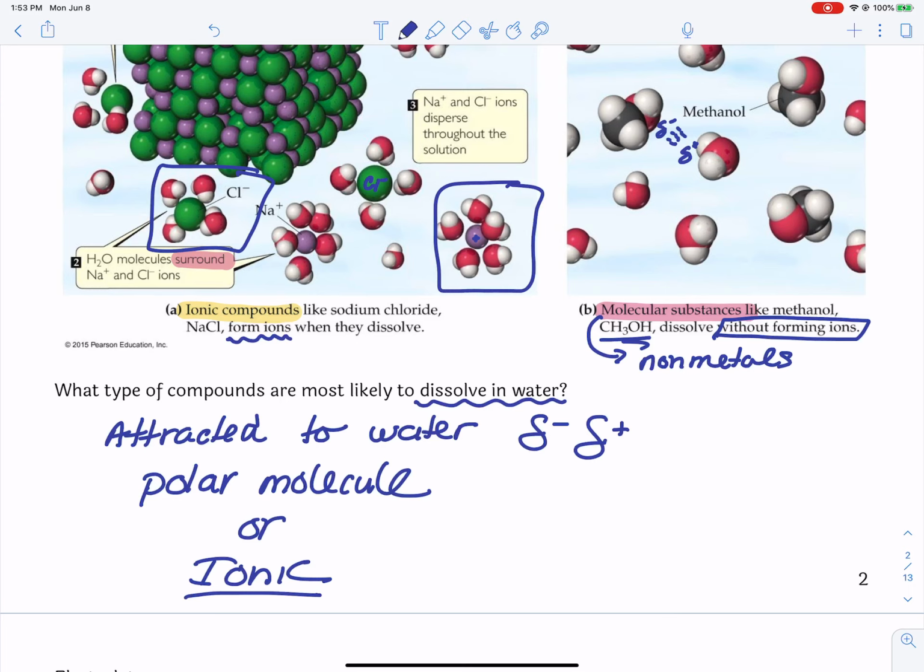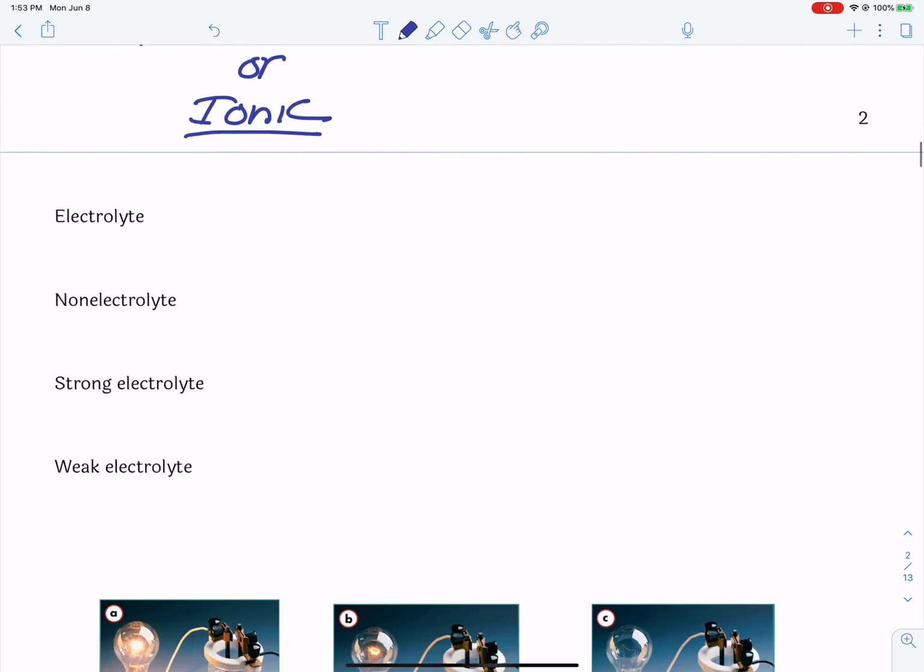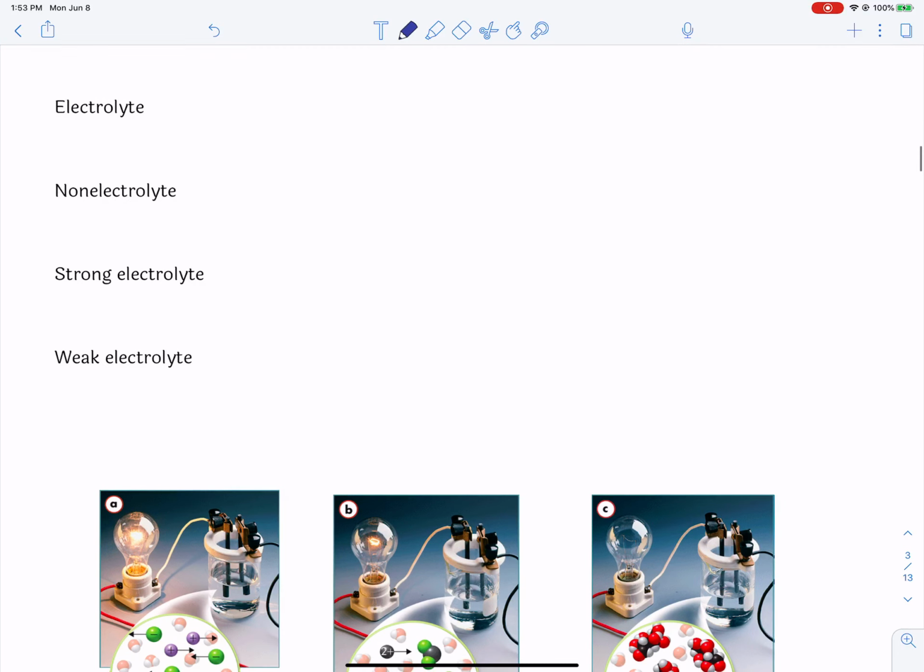But as seen by the previous pictures, they don't exactly dissolve in water the exact same way. When an ionic compound dissolves in water, it dissociates to produce ions, and that will give it different properties than a molecular compound that dissolves in water. And one of these properties will be whether it conducts electricity. So we have this other terminology that we can use to describe things that can dissolve in water.